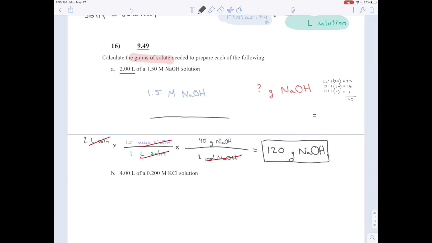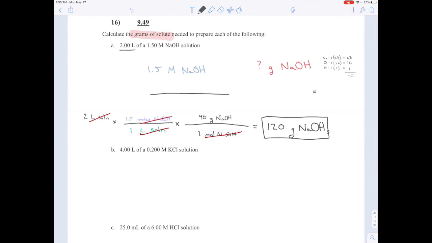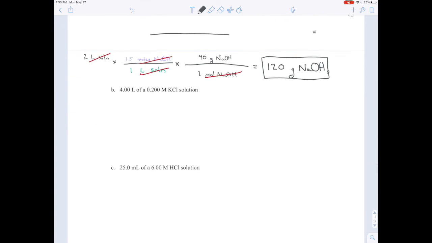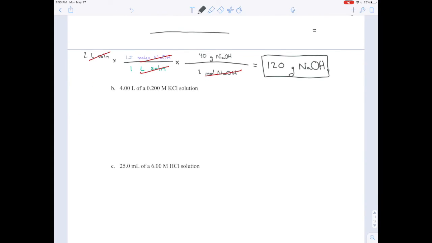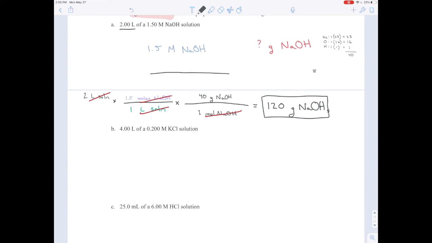Okay, so the trick here, this is mostly a regular conversion question where you use the molar mass to go from moles to grams. The only new thing is that you're using the molarity as a conversion factor. So break the molarity down into its simpler units and use that as a conversion factor. So let's try that with this next one. Again, in all of these, they're asking for grams of the solute. The solute is the thing that comes after the capital M.